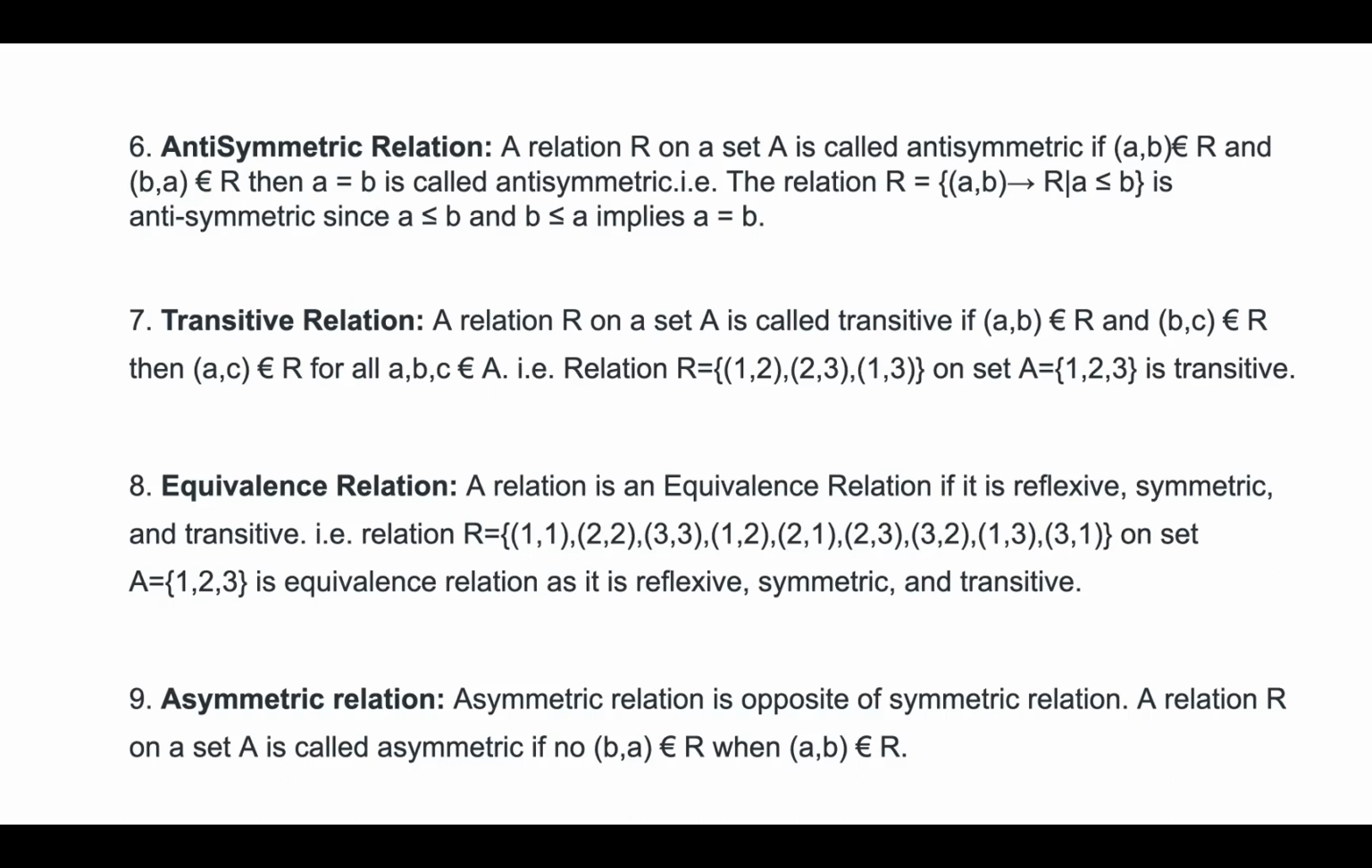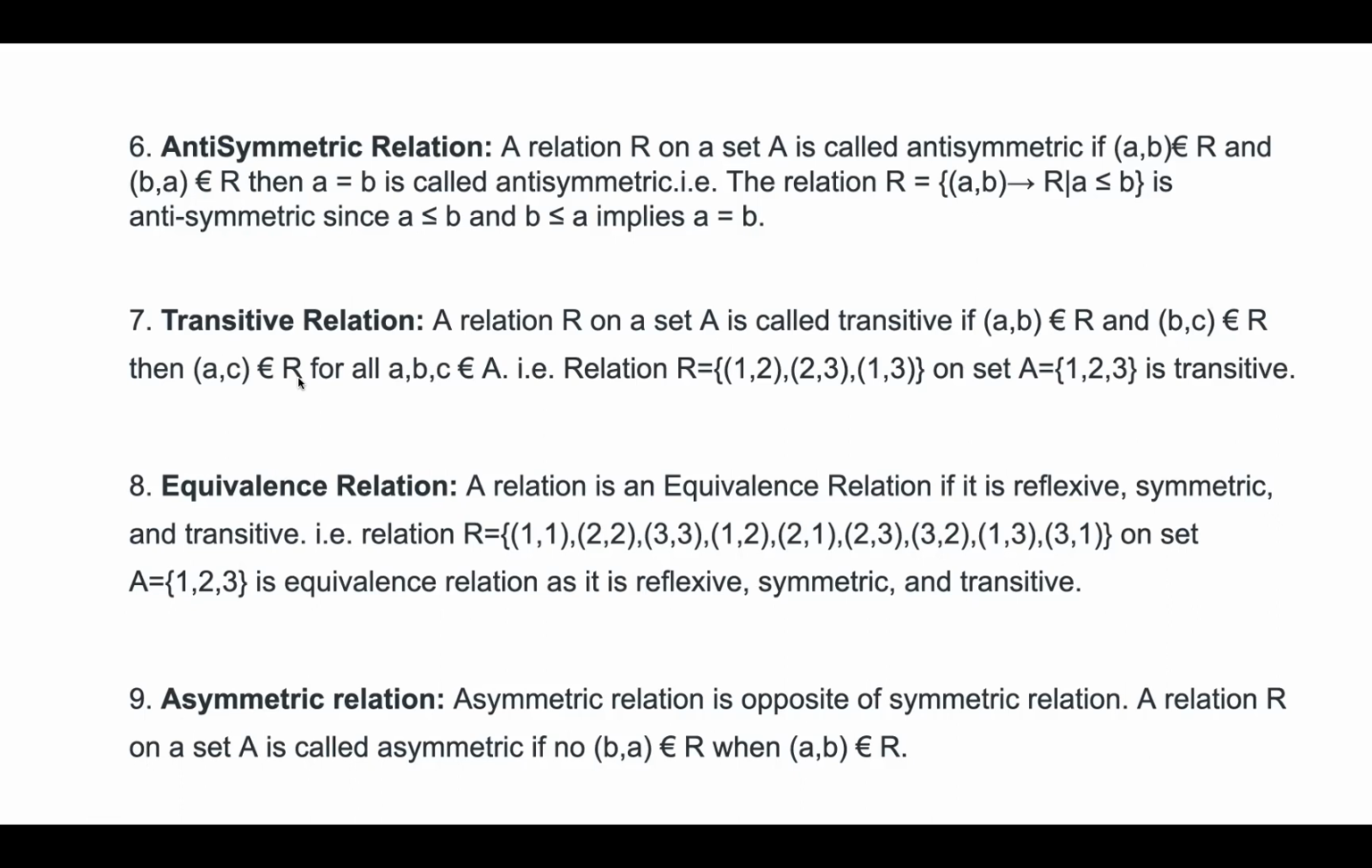Okay, then transitive relation. Asymmetric we have seen, antisymmetric we have seen. Now we'll go to transitive relation. What is the transitive relation? If (a, b) belongs to R and (b, c) also belongs to R, then there must be (a, c) belonging to R, for all a, b, c belonging to A.